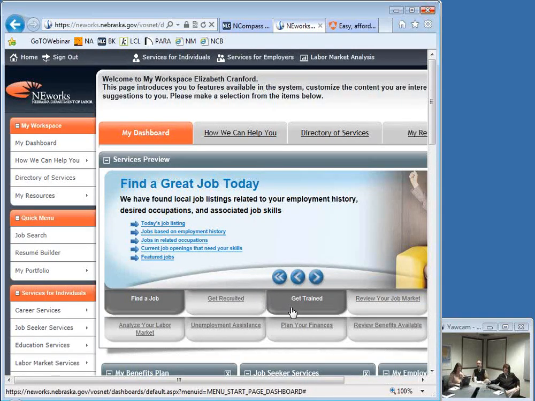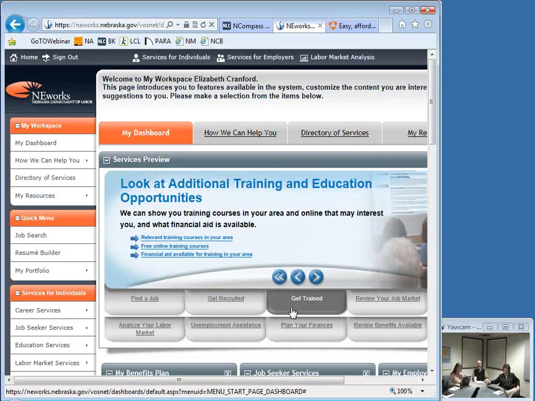Next thing is getting trained. One of our biggest things that we hear from our employers is lack of experience, as well as maybe lack of some soft skills. We'll go into that in a little bit as well. So what's out there right now? Maybe we have so many people that want to change careers or change their path, and due to the recession, many people have been forced to do that. So here's links to additional training and education opportunities, maybe some financial aid available.